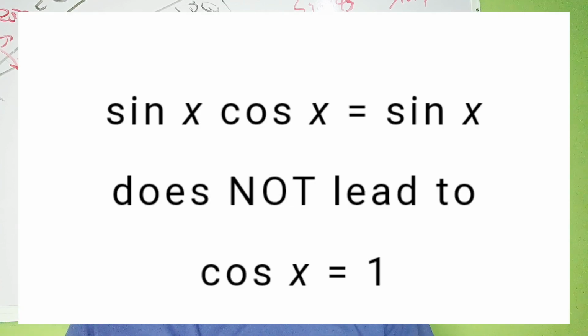Another example there, we have sine x cos x is equal to sine x. This does not lead to cos x is equal to 1, because this candidate divided throughout by sine x, and that is not correct. Please, we have to take note of that.